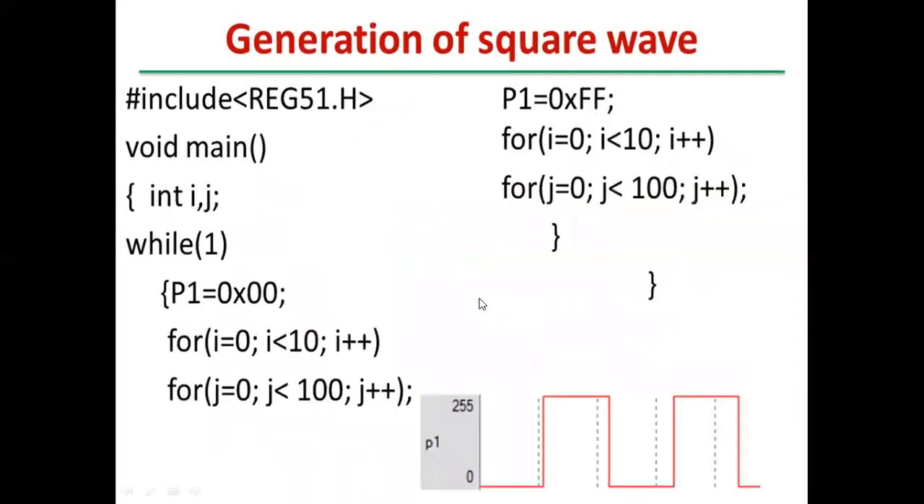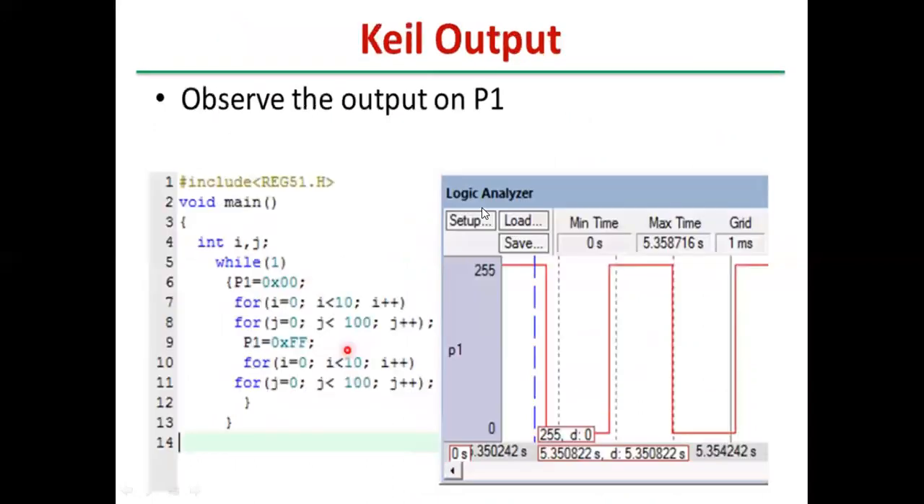You can introduce the delay within the program itself. Here you are initializing the initial value and introducing the delay by using two for loops, and you are initializing the maximum value to port 1 and introducing the delay by using two for loops. This is the Keil output. You write the program, compile it, and go to the debug session. In the debug session, go to the logic analyzer. In the logic analyzer, you can watch the square wave.